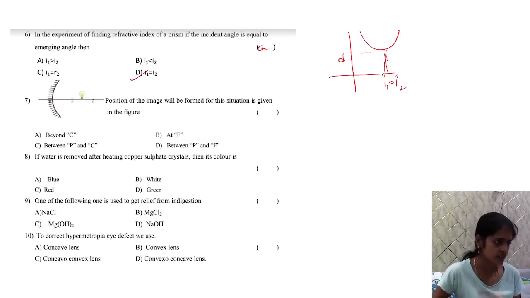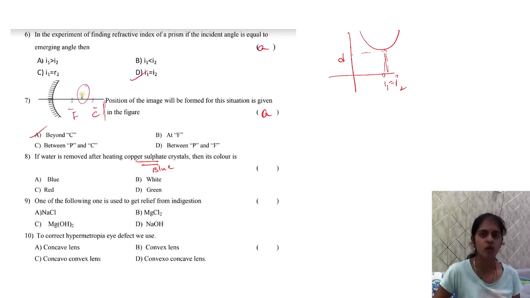See the next one. If the object is between F and C, where is the image formed? Image will be beyond C. So option A is correct. If water is removed after heating copper sulfate crystals, then its color. Copper sulfate is blue.